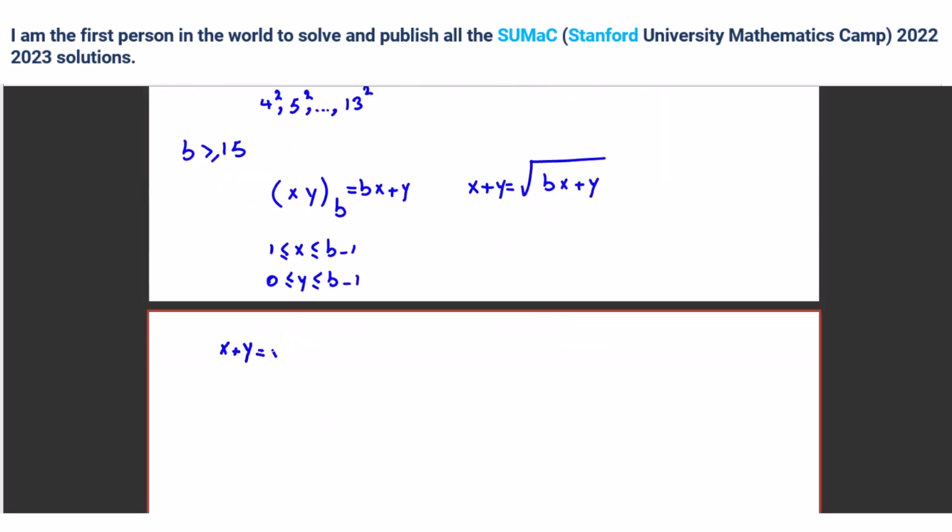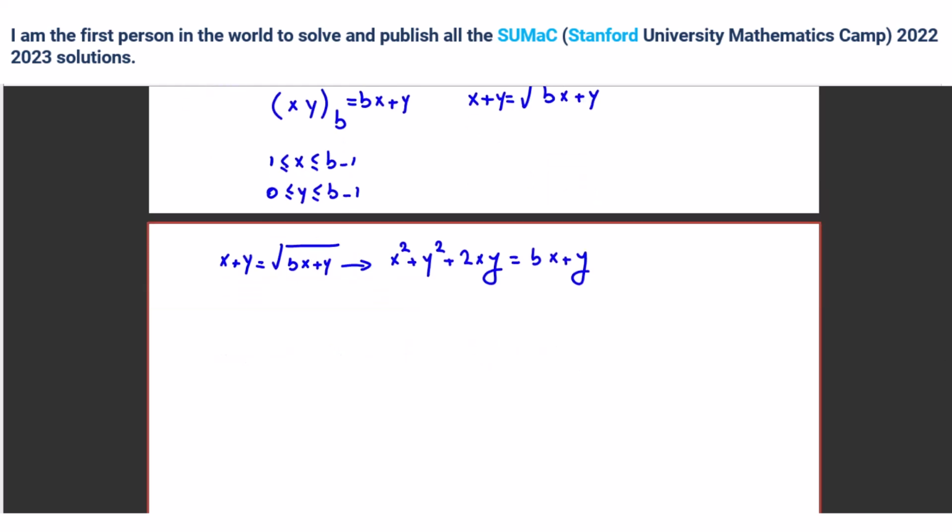So x plus y should be equal to the square root of bx plus y. Now let's raise it to the power of 2: x squared plus y squared plus 2xy is equal to bx plus y, right? What should we do when we have this equation? The idea we use here is also useful in HMMT, Harvard MIT Math Tournament, Team round. There was a hard problem. I will tell you the problem. So when we reach an equation like this, what should we do?